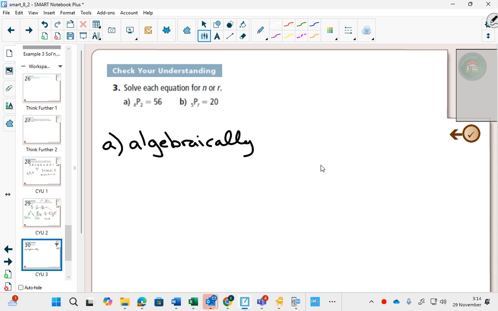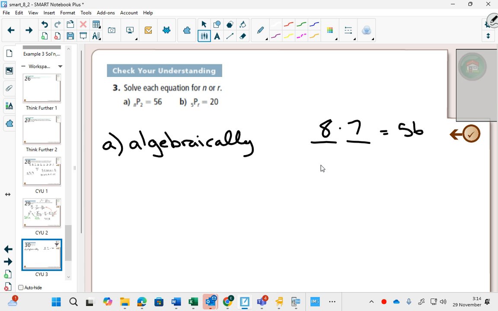Like, I'd say nP2, it has to have 2 spaces, and it has to equal 56. Can you think of what numbers would have to go in there? Something times something is 56, and one has to be 1 less than the other. 8 and 7. Okay, glad you know your times table. 8 times 7 is 56. So we would know that n has to be 8.